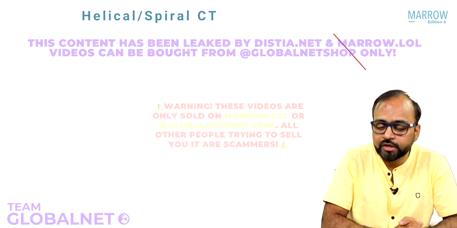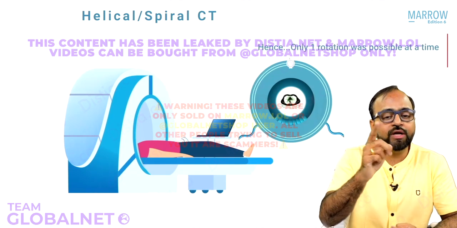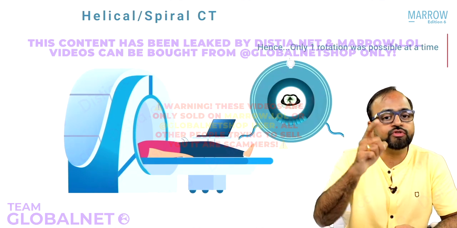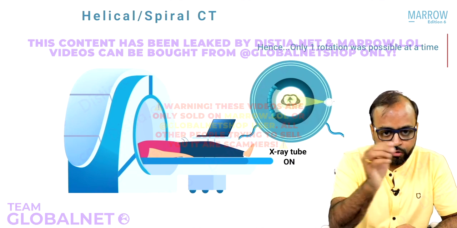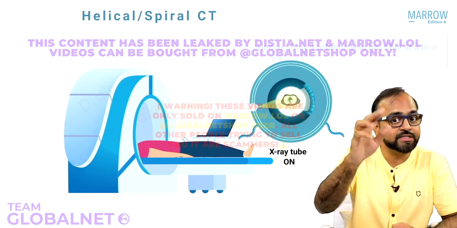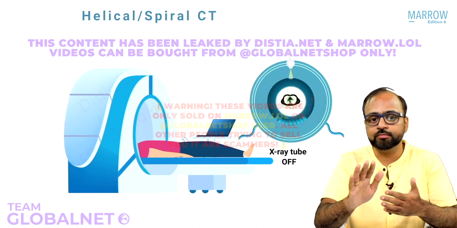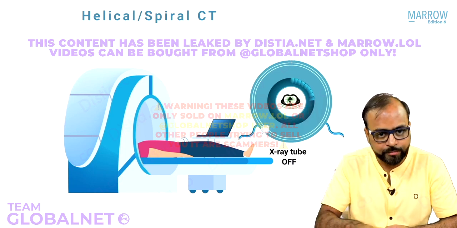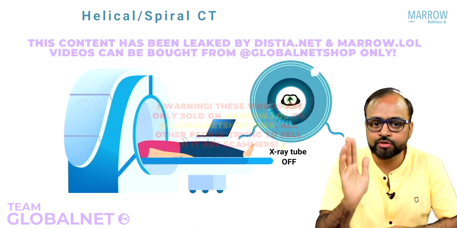So what happened in the olden days was, only one rotation of the X-ray tube was possible. The X-ray tube is switched on, rotated for 360 degrees, wires are getting stretched, stop the X-ray tube, switch it off, rotate it back in a reverse manner, and it comes back to its original position.